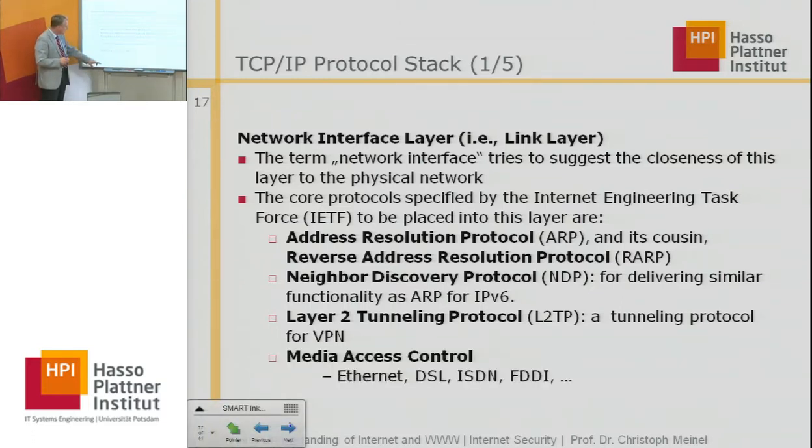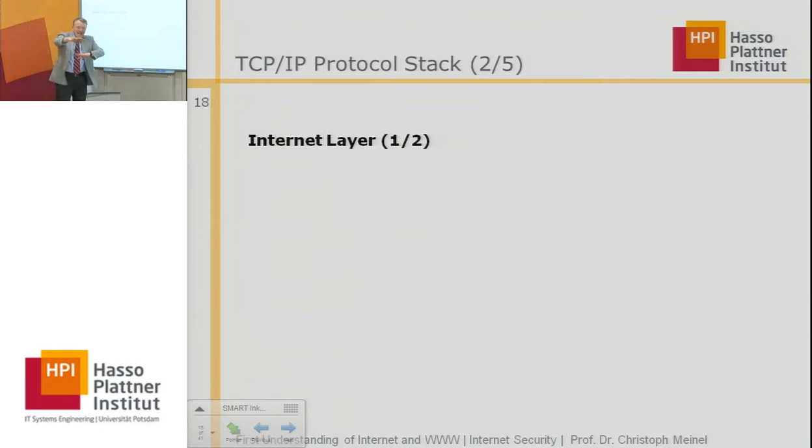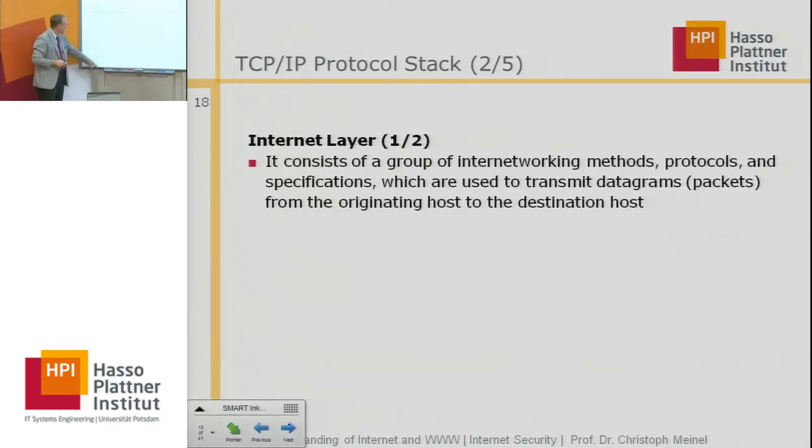The media access control protocol, the media access control, are in this layer. So Ethernet, DSL, ISDN, FDDI, you see, are close to the physical networks that are interconnected by the internet. Next layer, on top of this network access layer, is the internet layer.